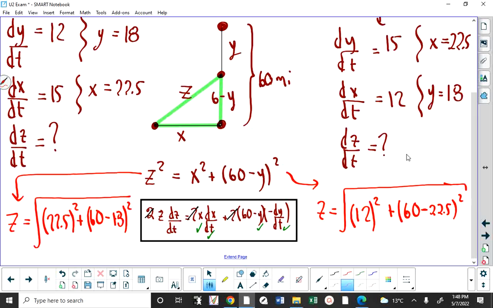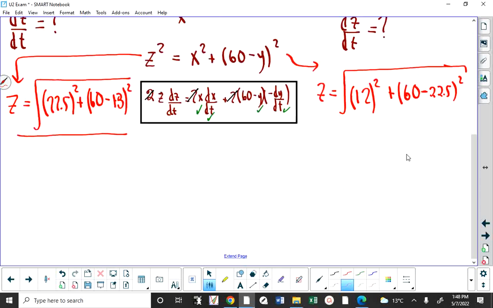And I am not going to do the calculations in this video. Essentially what you're going to do, if you're looking at version 1, is put dy/dt is 12 into the equation in the box, dx/dt is 15 into the equation in the box, y equals 18 and x equals 22.5 into the equation in the box, and then you're going to have to also put in z, whatever number you get, in for z.